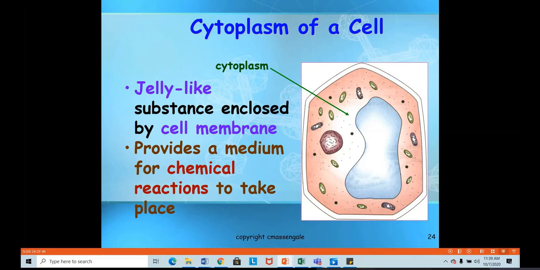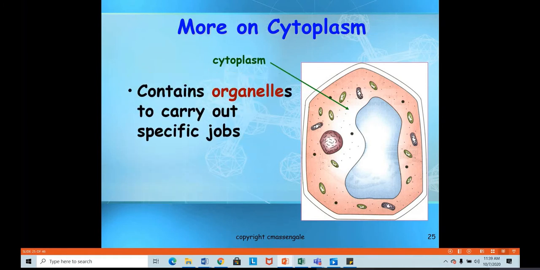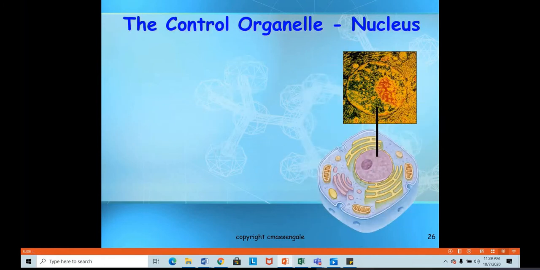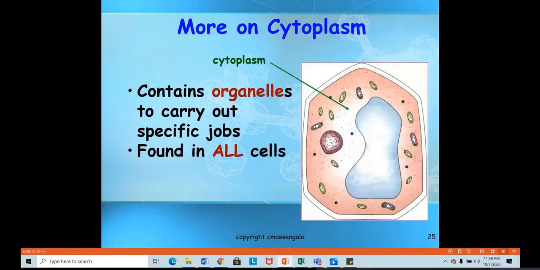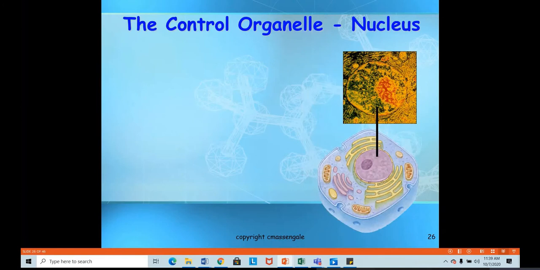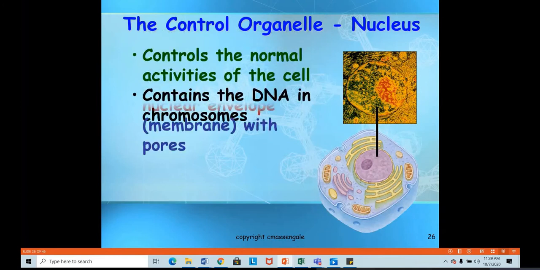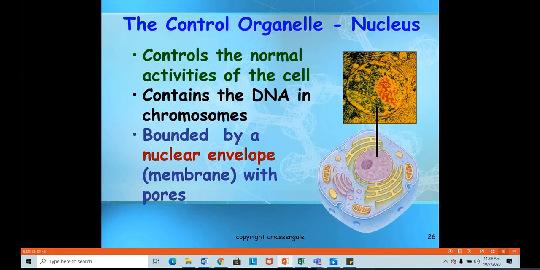In the simple cells like prokaryotic cells, even the genetic material is present in the cytoplasm itself. It provides a medium for chemical reactions to take place. As you can see, all the other organelles are present in the cytoplasm itself. So let's talk about the next organelle, which is the nucleus. Whenever you're talking about the cell organelles, the most important of them is the nucleus.